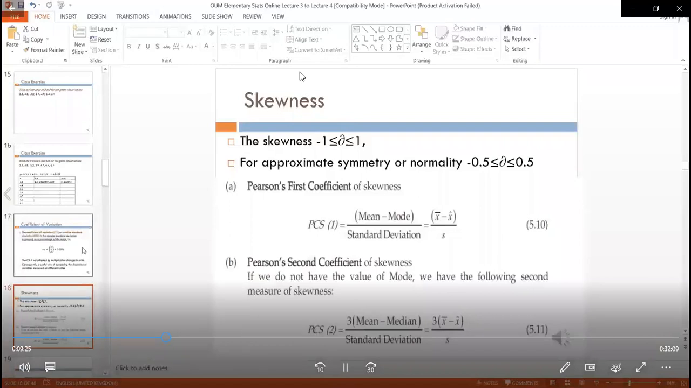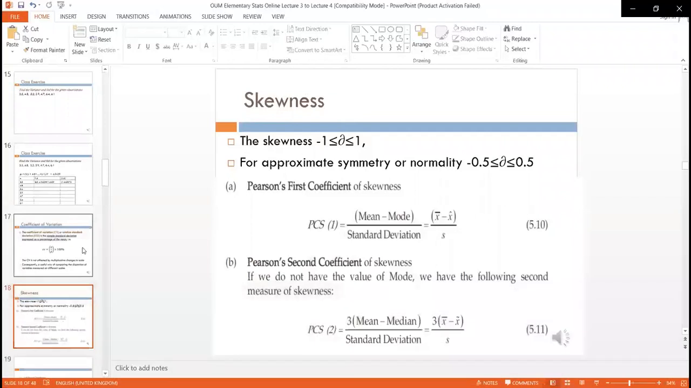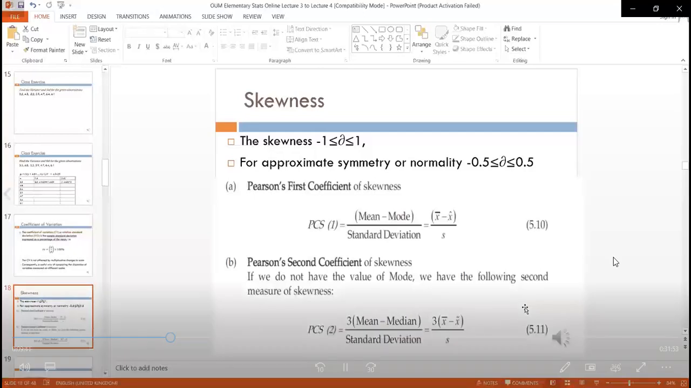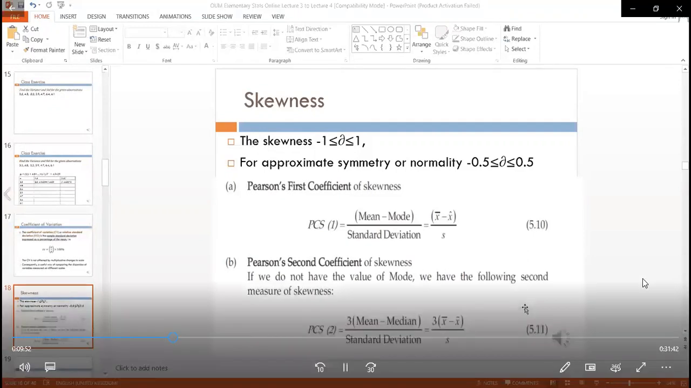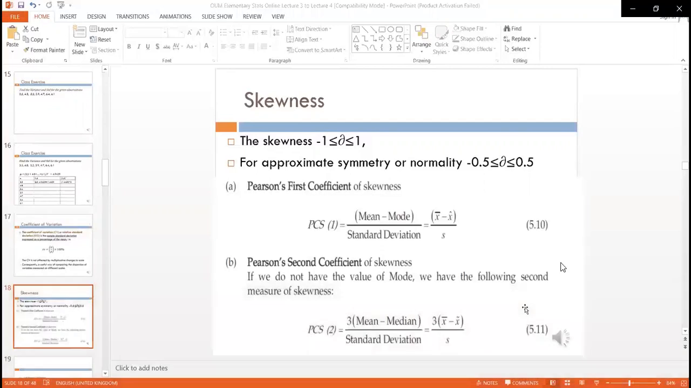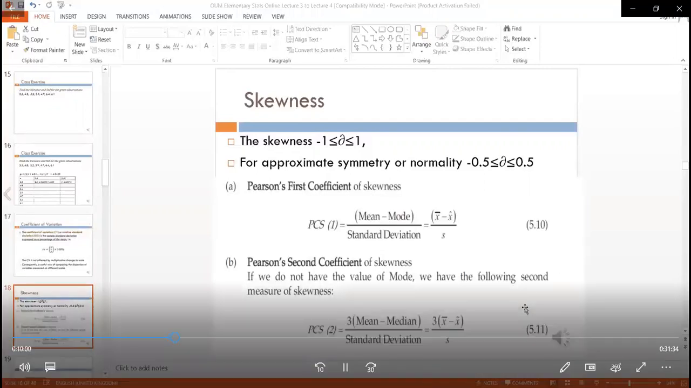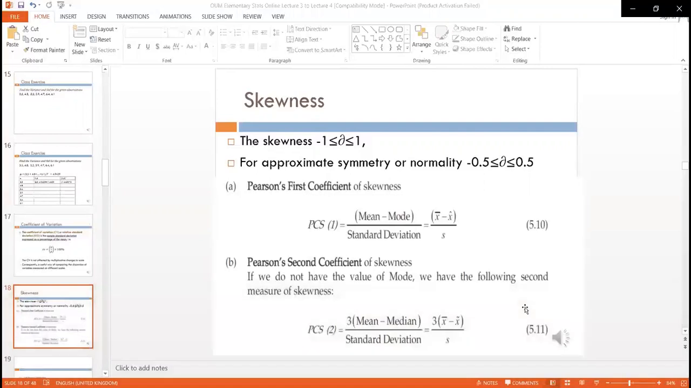Or in describing the shape of the data distribution, one relevant measure to talk about is the measure of asymmetry, which talks about whether the curve is skewed or symmetric. One quantity used to describe the distribution of the data is the measure of skewness.